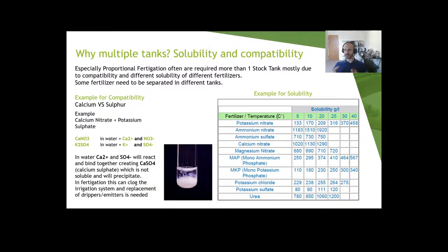The solubility of each fertilizer is fighting against each other. So you can create some problems, especially if you need a specific injection ratio of high concentration. You have to put in the same tank fertilizers with similar solubility as well. Otherwise, the injection ratio will be wrong in a way.